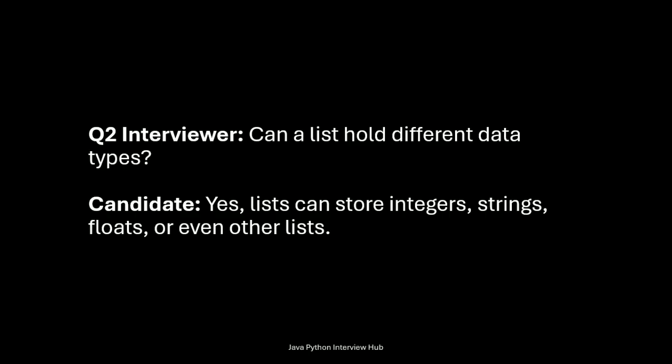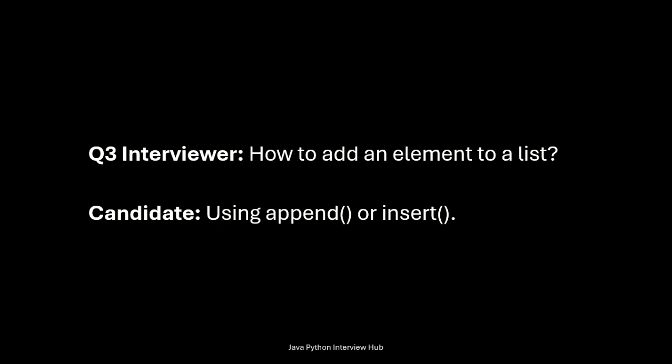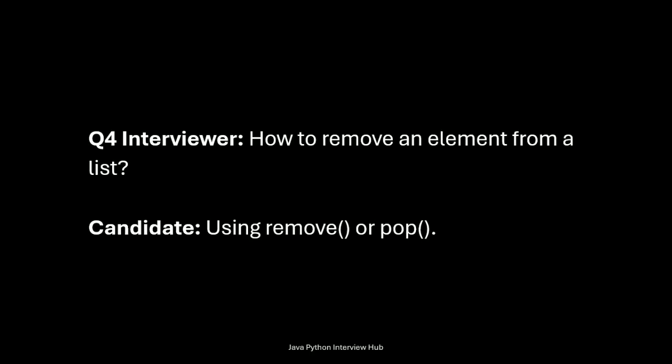Can a list hold different data types? Yes. A list can store integers, strings, floats, or even other lists. Now the next question, how to add an element to a list? Using the append or insert method. It is a library function.